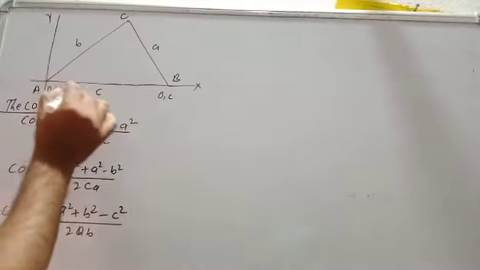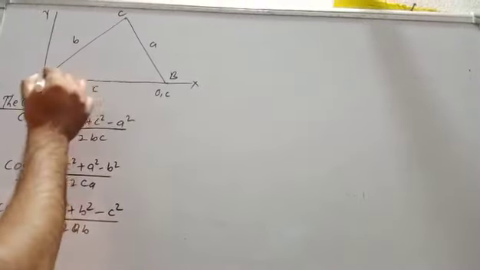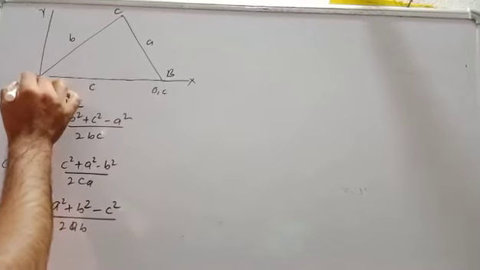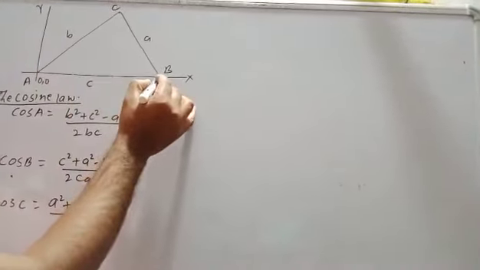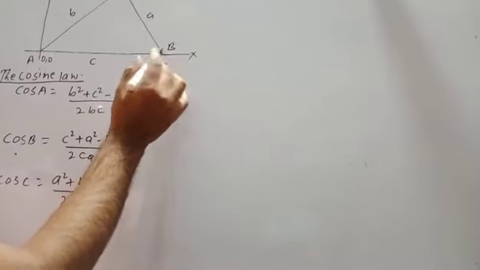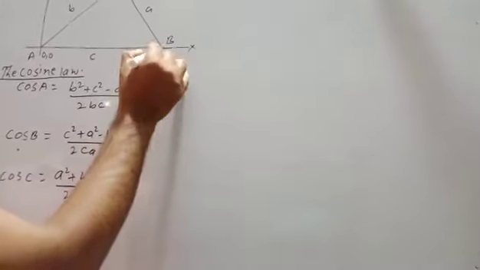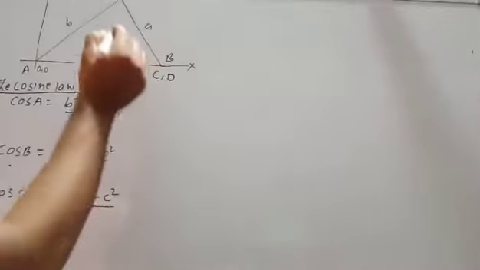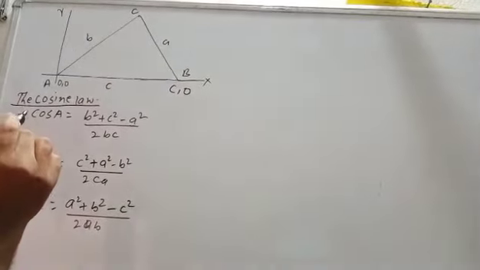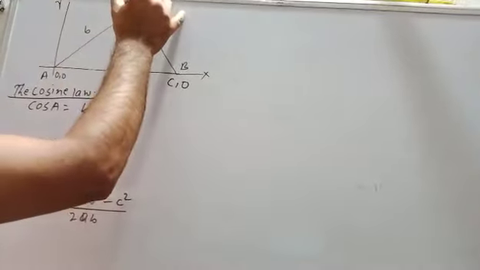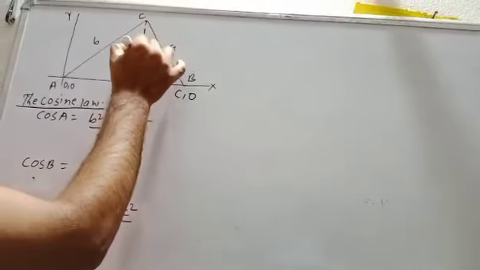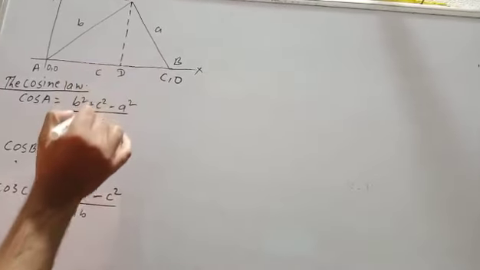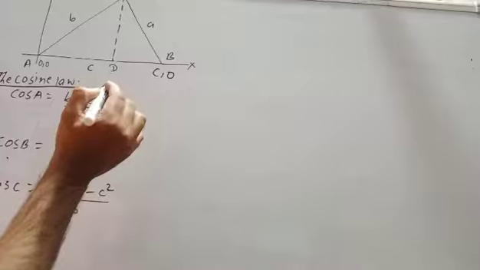For this, we have triangle ABC. The coordinates of A are 0 comma 0, the coordinates of B are c comma 0, and the coordinates of C we have to find. To find the coordinates of C, we draw the perpendicular CD on AB.